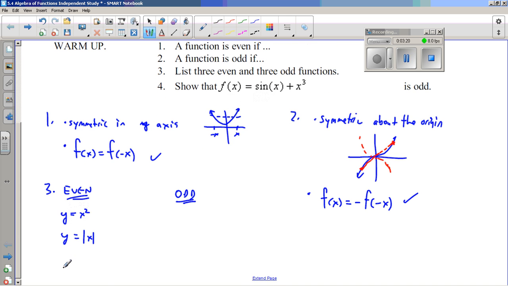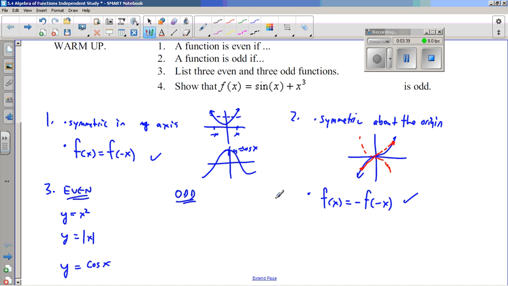One of the trig ones was even. Which trig one was even? Well, the cosine function was, because it went like this, but it also went like this. This is y equals cos x. y equals cos x. Even function.